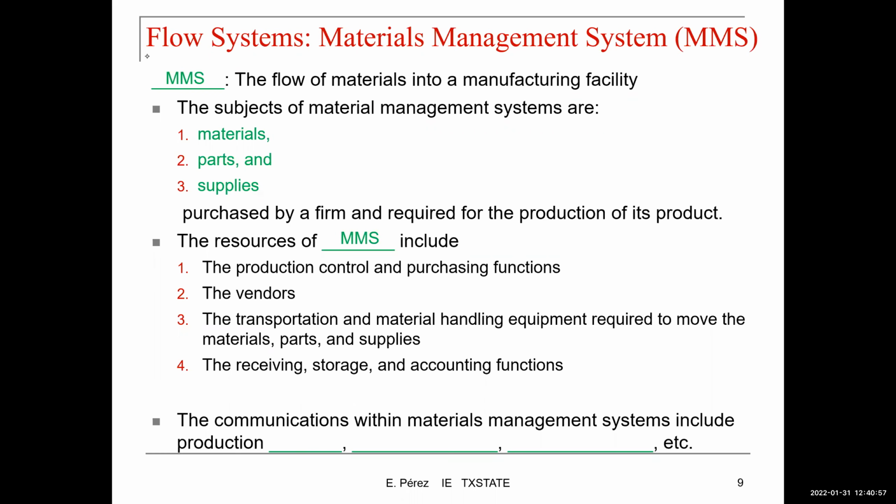The resources of this materials management system include this list: the production control and purchasing functions. Okay, so you need to keep track of what you have in inventory and what you don't have, right? So that's what we are doing at this first step. So the production control is going to look at your inventory. Do we have enough for production this week, or we don't have enough? So we need to put a purchase order to our supplier to bring those parts that are low in quantity, so we can continue our production.